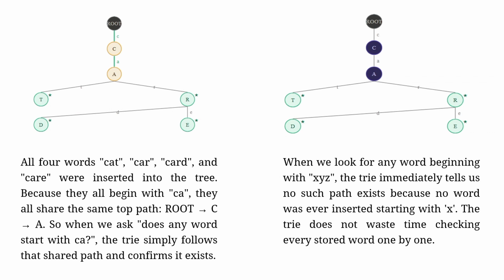Now consider the prefix xyz. No word in the trie begins with the letter X. As soon as the trie checks the first character and finds that no such path exists, it immediately stops searching. So the answer is false. This shows how a trie avoids checking every stored word and saves time.